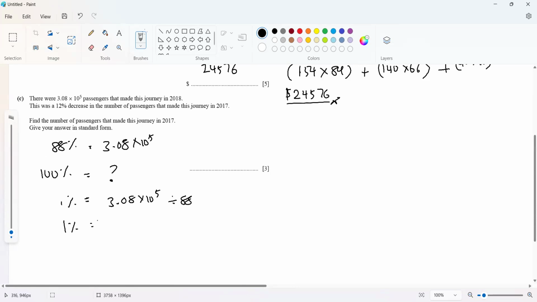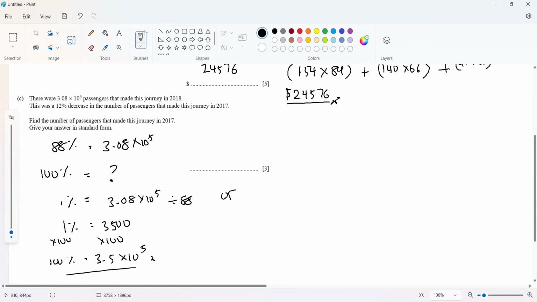So 1% would simply be 3,500. And then from there, we multiply by 100 to get our 100%, which is the original amount. So 100% would simply be 3,500 times 100. So that is 3.5 times 10 to the power of 5.